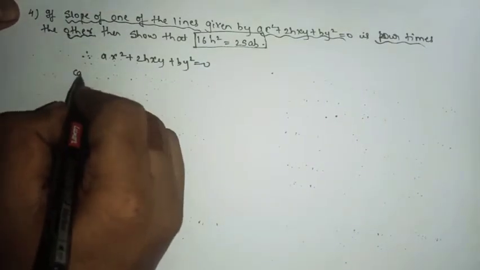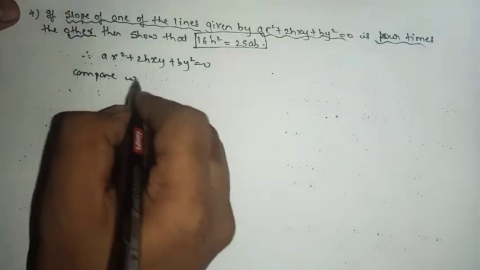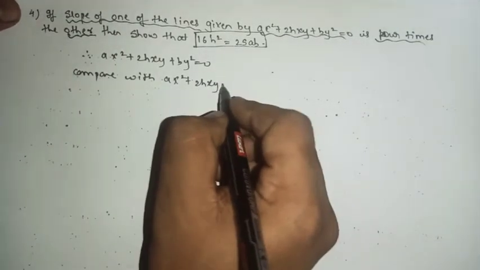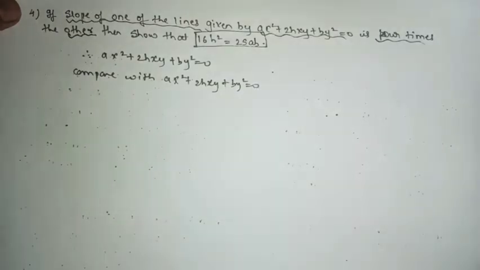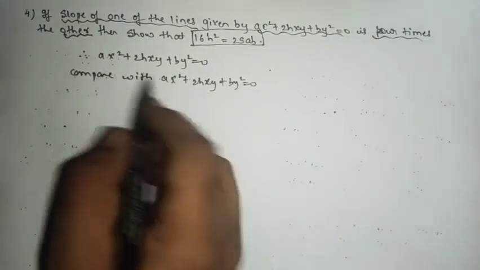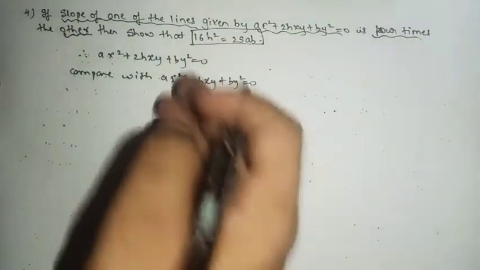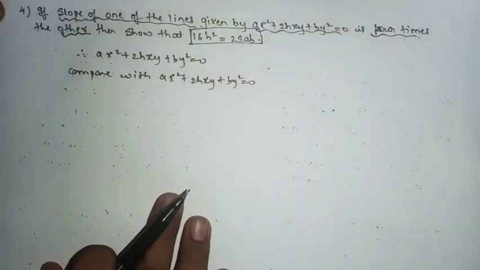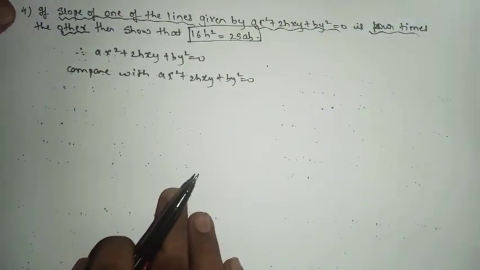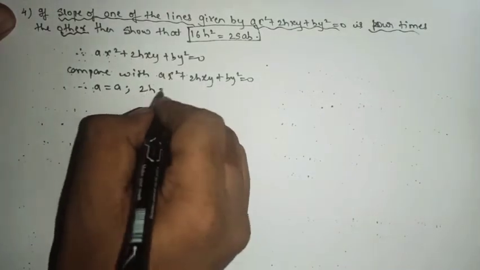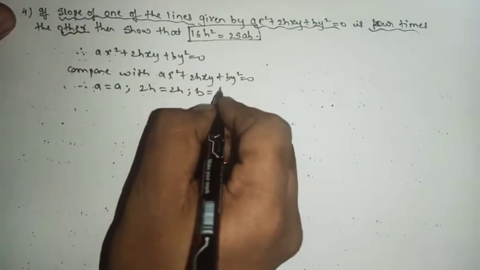So when you compare with ax square plus 2hxy plus by square equals 0, the value of a will be the same, 2h will be the same, b will be the same. Got the point? So a will be a only. When you compare, 2h equals 2h and b equals b.